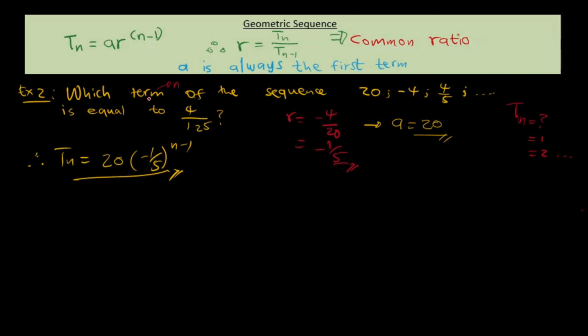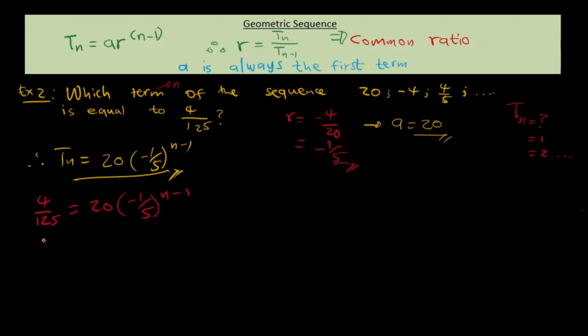So which term of the sequence 20 times (−4/5)^(n−1) is equal to 4/125? This simply means if you have Tn equal to 4/125, and you know your general nth term, therefore calculate the value of n. What do we know? So you divide both sides by 20.